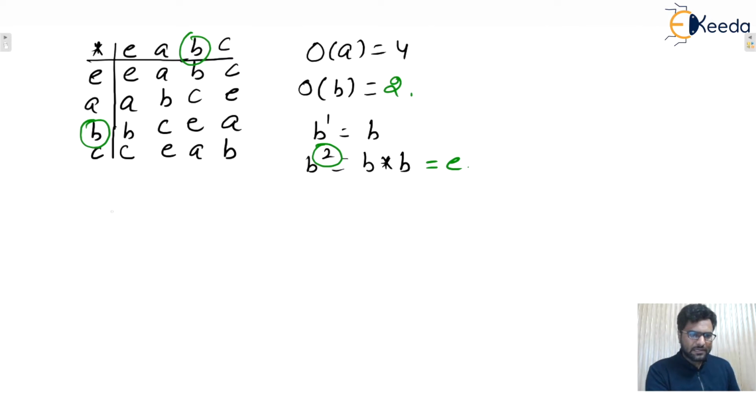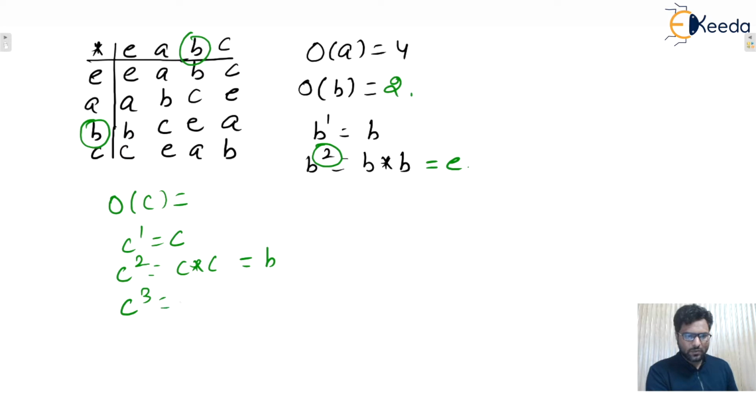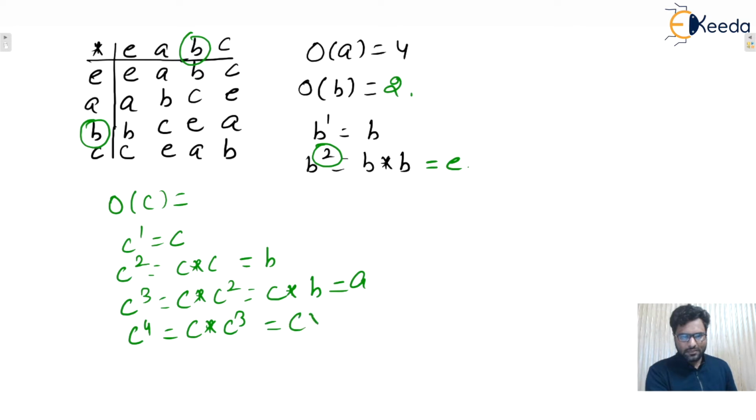Okay, similarly let's say what is the order of C. Now you only tell me. C power 1 is C only. C square means C star C, you can check with the table. C star C is B only. C cube is C star C square, that is C star B, and C star B from the table you can see is A. C power 4 is C star C cube, that is C star A, that is the identity element. So we can say that the order of C is also 4.